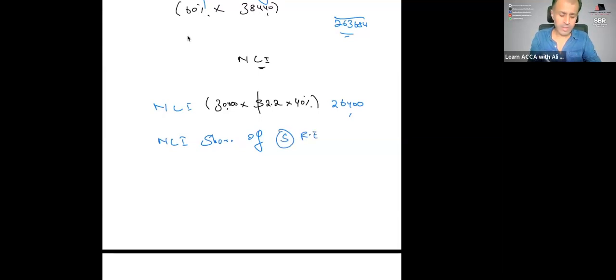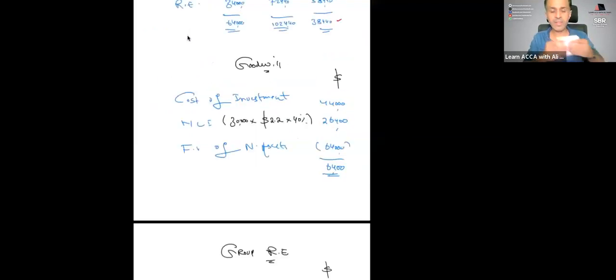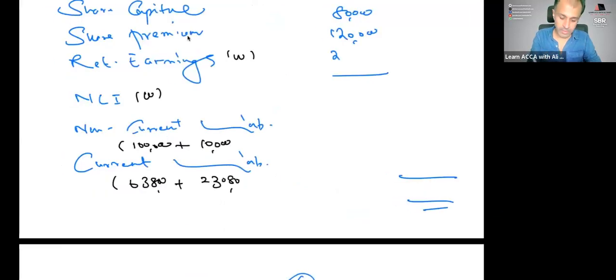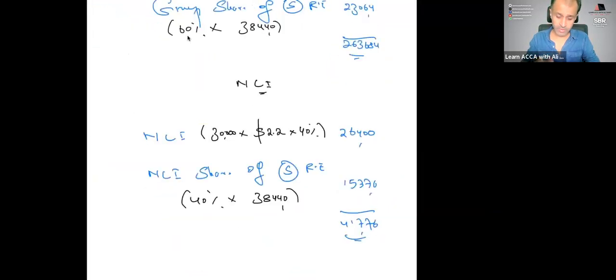NCI share is 20%, no, sorry, 40%. The profits we have is 38,440. 40% of 38,440, that figure is 15,376. Total 41,776. So how nicely, in a systematic manner, we are done. We can now write those balances up there, 263,684, 263,684. The figure for the NCI is 41,776.